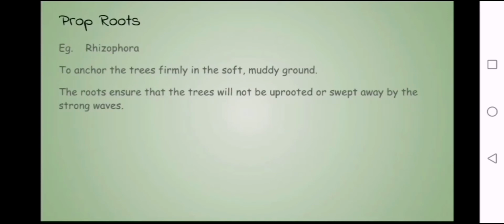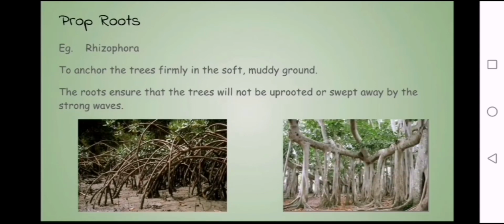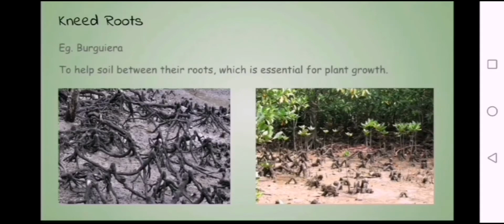Some species such as Rhizophora have prop roots to anchor the trees firmly in the soft, muddy ground. The roots ensure that the trees will not be uprooted or swept away by the strong waves. Other species, such as Bruguiera, have knee roots, which help to trap soil between their roots, which is essential for plant growth.